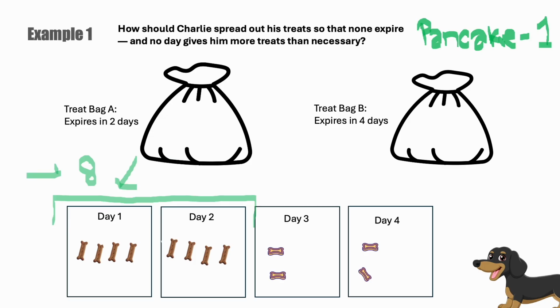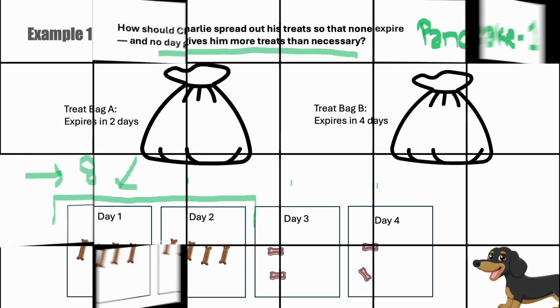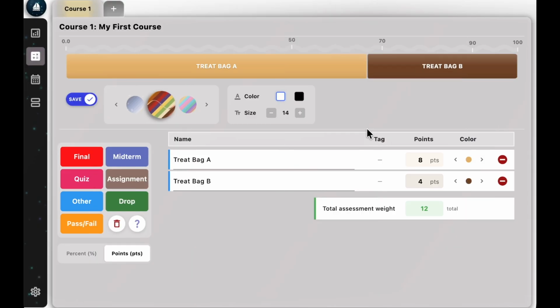And we're trying to minimize these totals across these days. We're trying to make sure there is no day that gives Charlie more treats than necessary. Now we're going to see the example in GradePalette with the Pancake Engine.